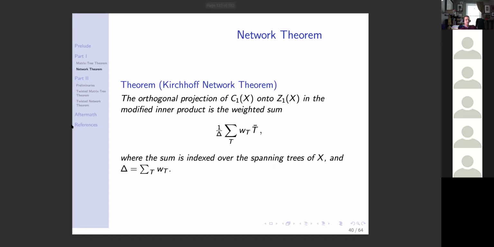Okay, so here's the Kirchhoff network theorem. Here's the statement of it. The orthogonal projection of the one chains onto the one cycles in the modified inner product is the weighted sum of, so there's a normalization factor, which I'll mention at the end. You take the weighted sum of fundamental cycle maps, weighted by the conductance of the spanning tree. And then the prefactor, the thing that's in front of the summation, is the sum of all the conductances, that is, one conductance for each spanning tree that occurs in the graph. So it's a sum over spanning trees. Okay, so that's the statement of the theorem that was proved by Kirchhoff.